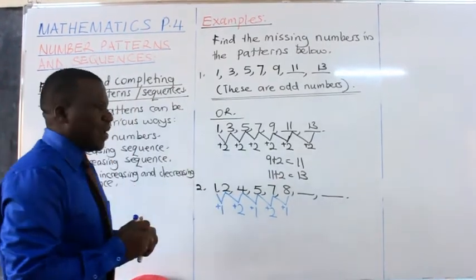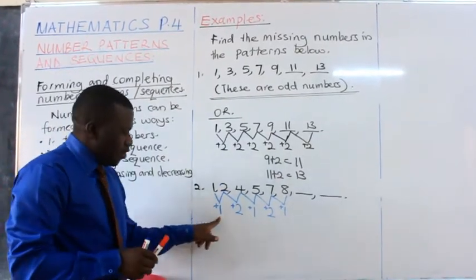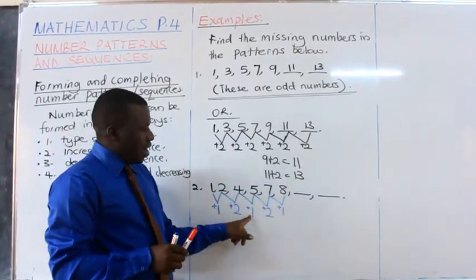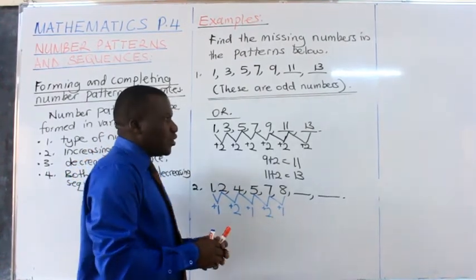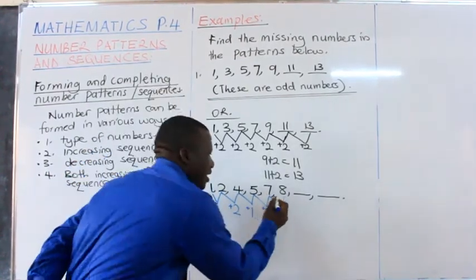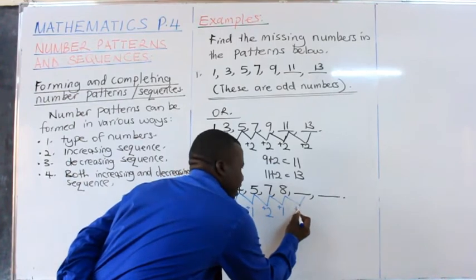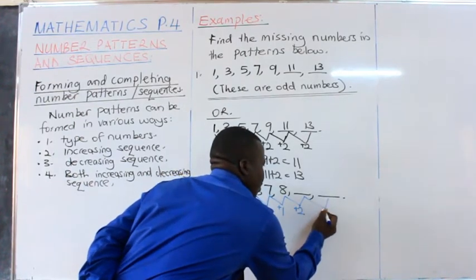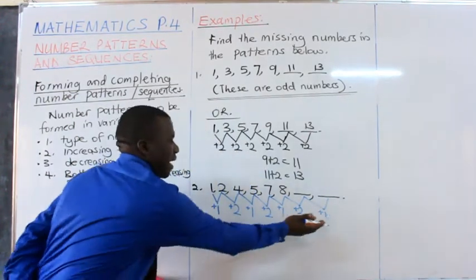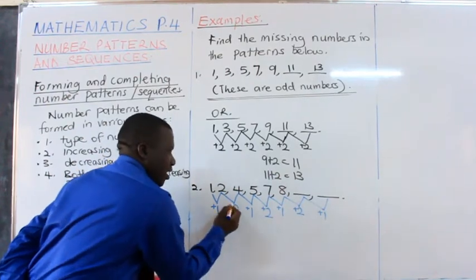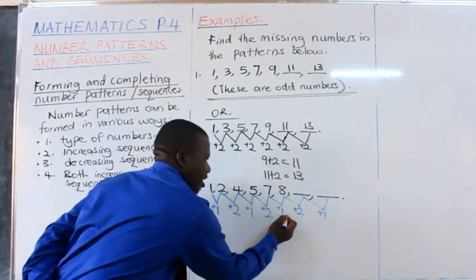Now look at this type of a sequence. They're adding 1, adding 2. Adding 1, adding 2. Adding 1. So you also follow the same pattern. So what next will you add? You will add 2. Then next you will add 1. Okay? So that is the pattern. It is add 1, add 2. Add 1, add 2. Add 1, add 2.